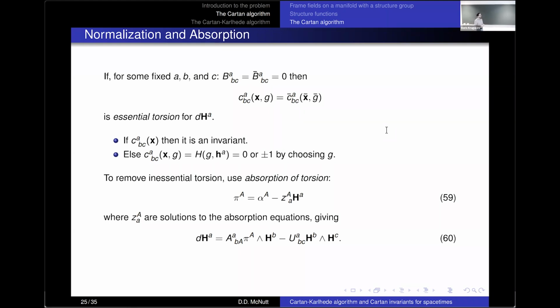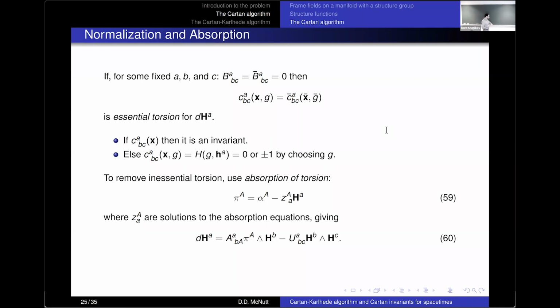We can treat this as an H, as I've talked about before, and we can reduce our group by optimistically one parameter. So we could choose it to be 0 or plus or minus 1. There is some control, and that is typically what you do. Now, the existence of essential torsion implies inessential torsion, and that means things we can remove. So we can do this process of absorption of torsion.